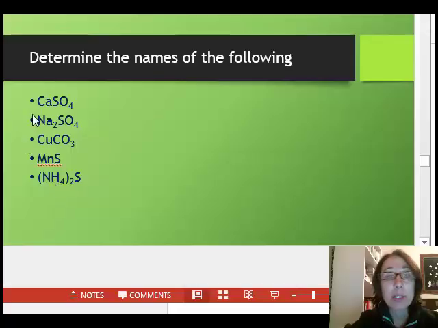The formulas listed on the slide are CaSO4, Na2SO4, CuCO3, MnS, and (NH4)2S. Pause the video to name these compounds.